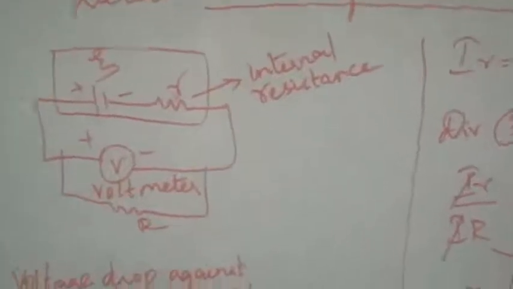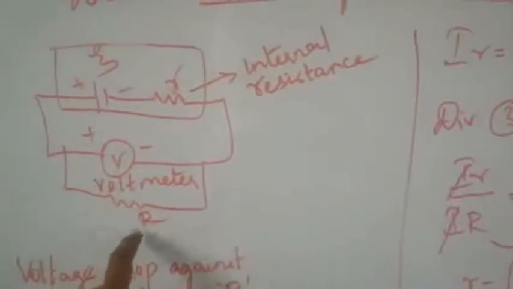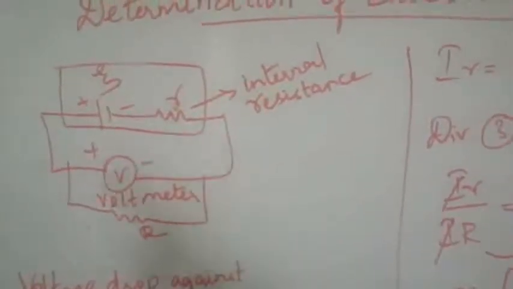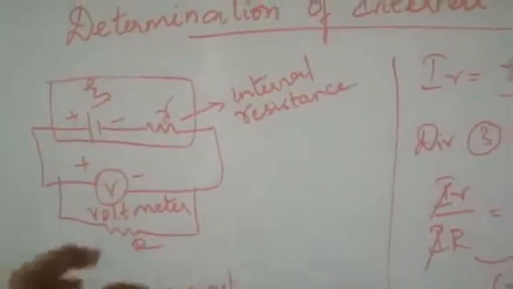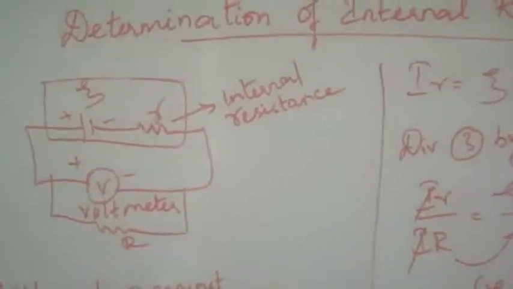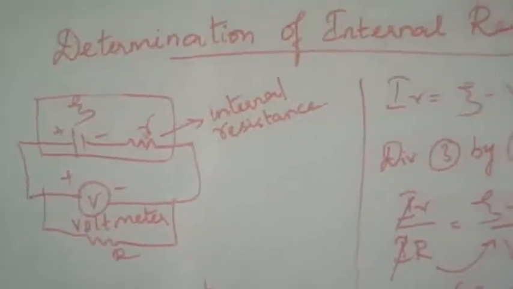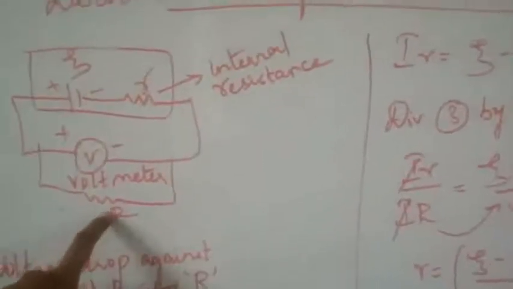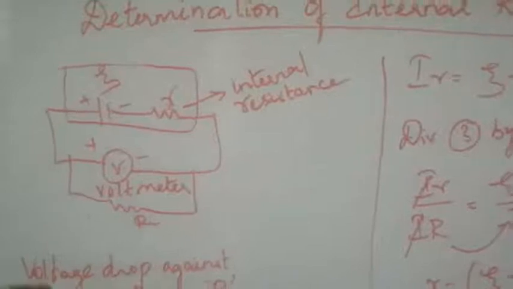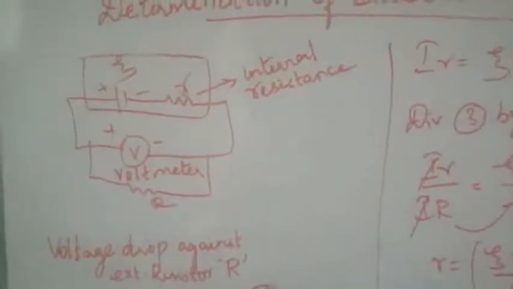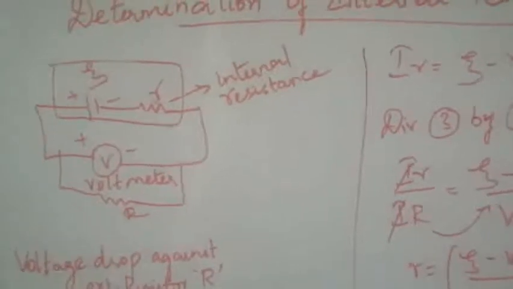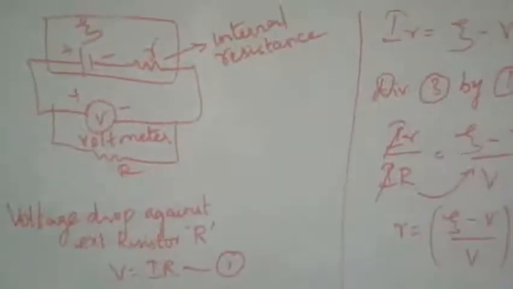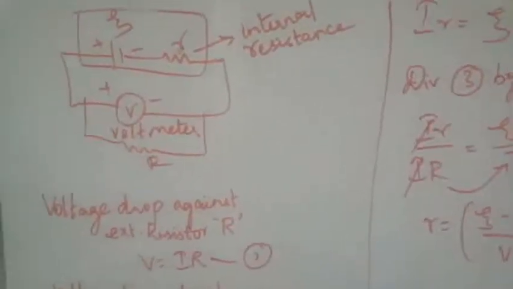Next, we are going to connect an external resistance capital R to the circuit, so that some current will flow out from the battery, and now you determine the internal resistance in such a circuit. We know that when a resistor is connected, the current will flow, and a small voltage drop will exist across this resistor R. This resistor will drop some voltage according to its value, given by Ohm's law: V is equal to IR.